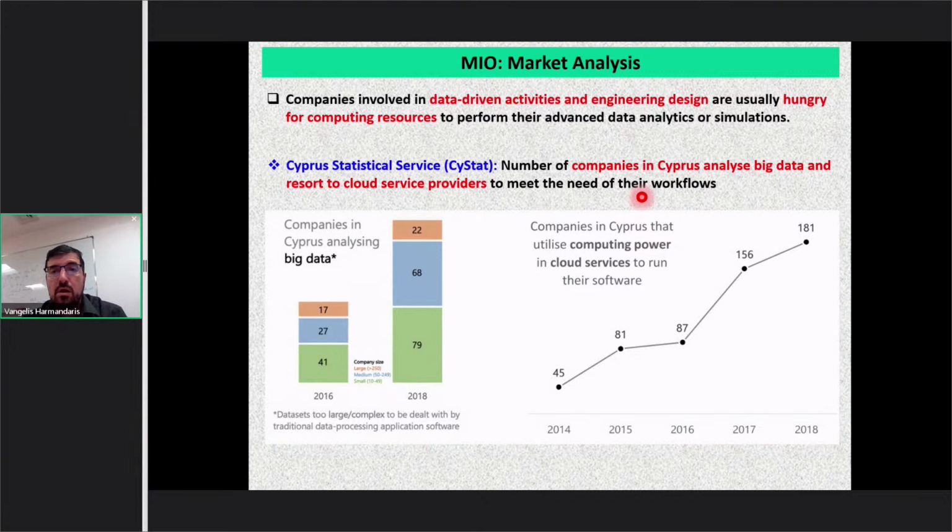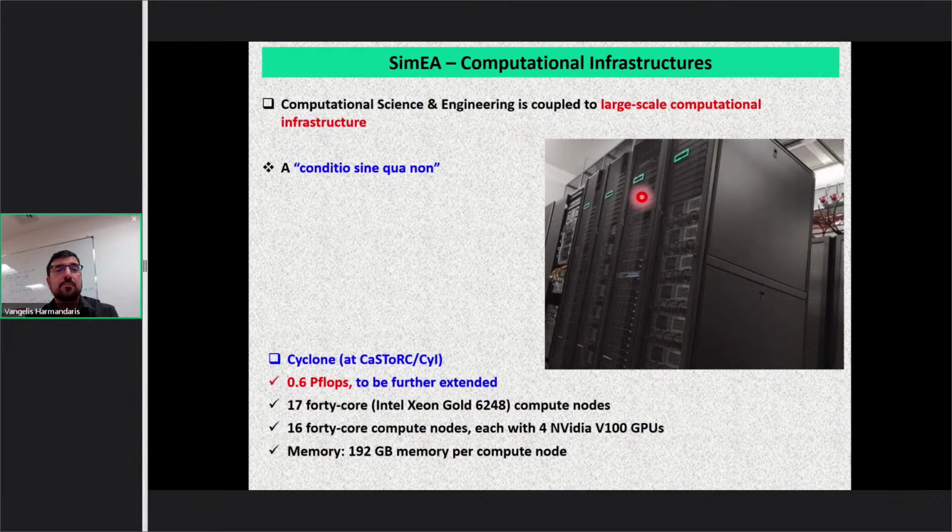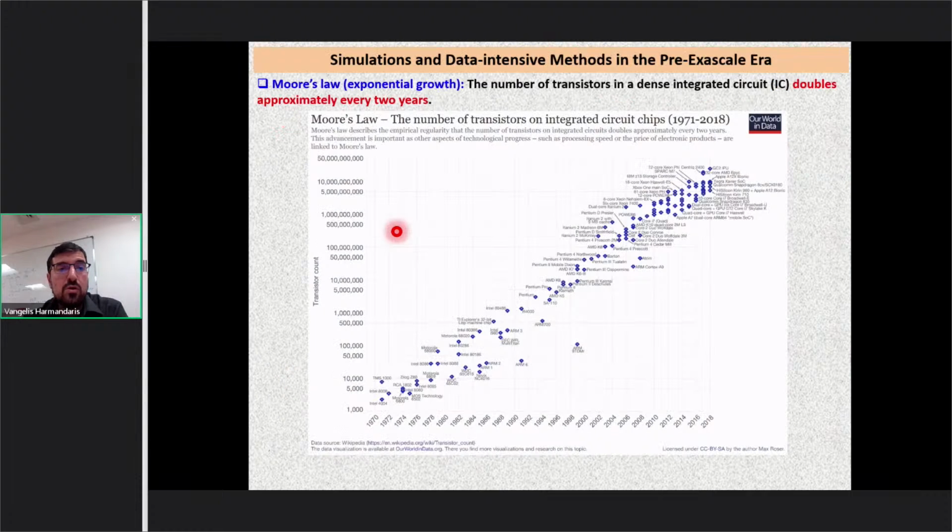And last, just to close here, these are coupled directly with the infrastructure. So this is, as we say, typically a conditio sine qua non. So it's an indispensable and essential condition. Without this infrastructure, nothing can be done in this area. And this is the infrastructure at the Institute. We're very happy with that. It's one of the biggest in the southeastern Mediterranean. However, we anticipate it to be further extended within the next few years. And this is extremely important.